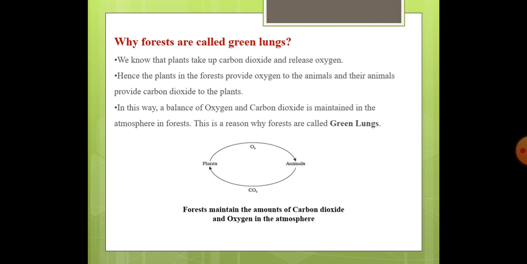So what we see, this is again going like a cycle. The plants are giving oxygen, and that oxygen is used by animals. Animals are in turn releasing the carbon dioxide while respiring. Animals do respiration in which they take oxygen and release carbon dioxide. So in this way, we see a balance of oxygen and carbon dioxide is maintained in the atmosphere in the forest. This is the reason why forests are called green lungs.